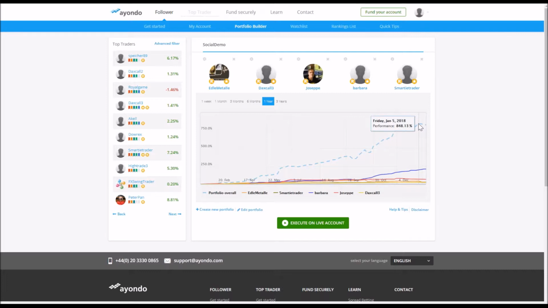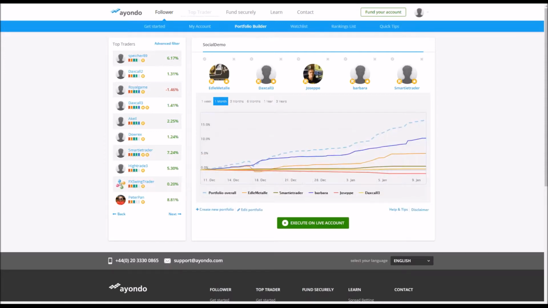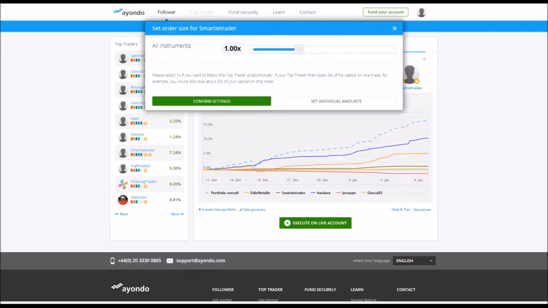Of course I can't, and there's the usual disclaimer, past performance does not guarantee the future and all of that, but it gives us an idealized version of how it would be if I follow these people. So before we do anything, the first important thing to do is set the level of risk per trader. The easiest way of doing it is just to actually do it. So let's click on settings next to Smarty Trader.